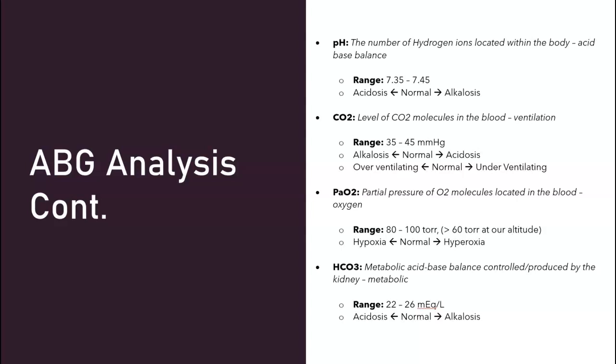So anything less than 80 is considered hypoxic, and you need to either increase your FiO2 or increase your PEEP or your CPAP. Anything above 100 is considered hyperoxia. You need to decrease your FiO2 or decrease your PEEP.